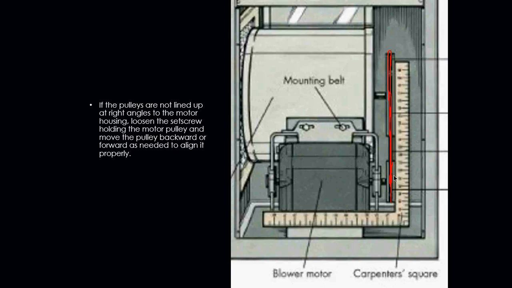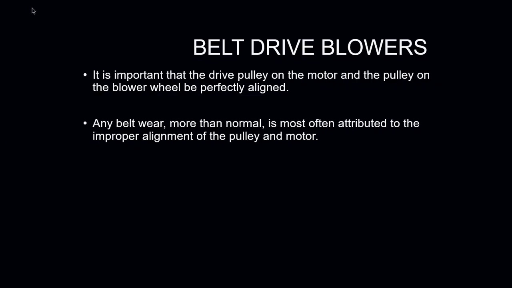I've also seen mechanics use a shoestring or a boot string and go across to make sure that it is in perfect alignment as well. But honestly the best way to check for perfect alignment is by using a carpenter square or some sort of tool to see if it's at a right angle. It's always important to remember that if you are dealing with belt-driven blowers, the pulleys and blower wheel are in perfect alignment and are clean.